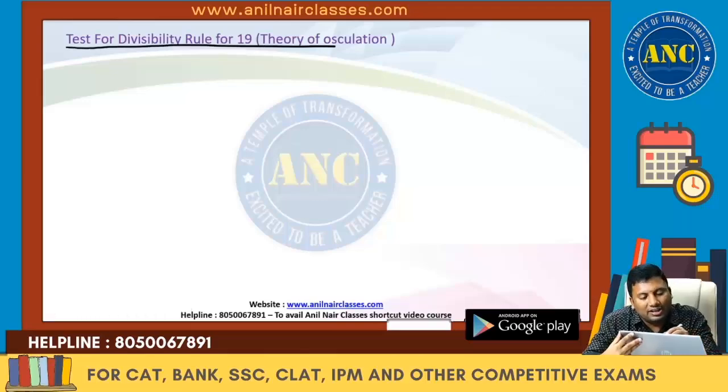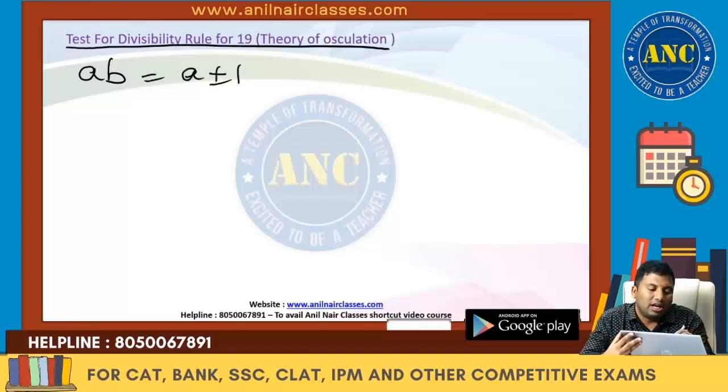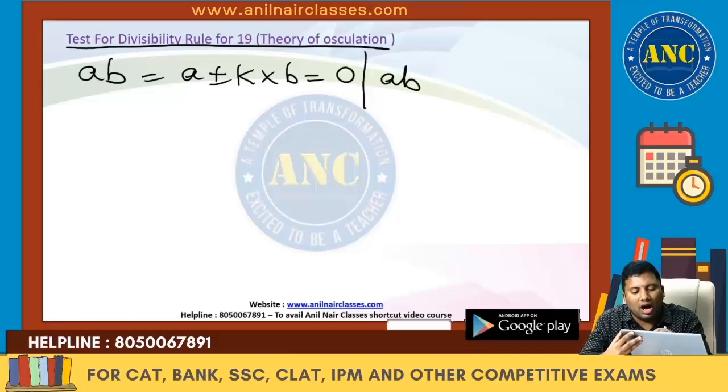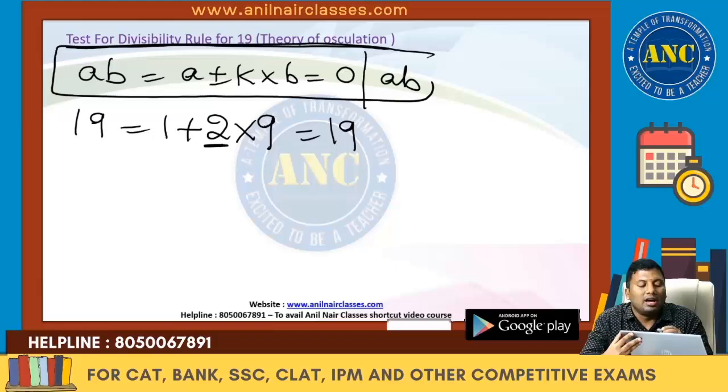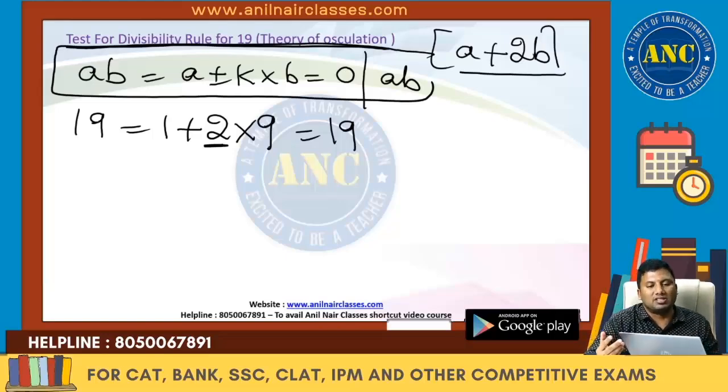Divisibility rule for 19. Theory of oscillation states: if b is the unit digit, a could be any number of digits. A plus or minus k into b is either 0 or a multiple of the number. 19 can be written as 1 plus 2 into 9. So here we are doing 2 into the unit digit. So the divisibility rule for 19 is a plus 2b.